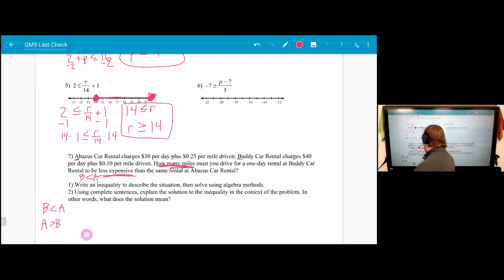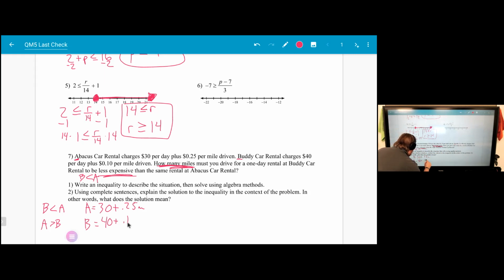So if I still do this here, let's go. What is the Abacus cost? Abacus cost is $30 per day plus 25 cents per mile. And that's the mile we don't know. The M is what we don't know. Buddy is $40 per day plus 10 cents per mile. That's the cost for each of these things.